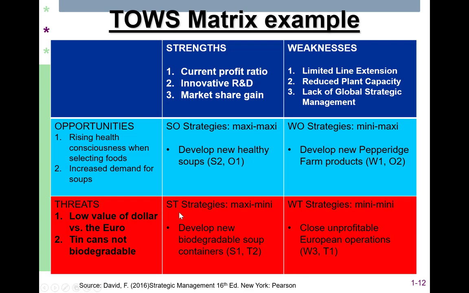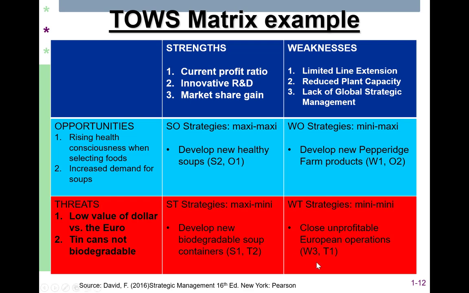Here we have the ST, strengths and threats, called a maxi mini. And in this particular example, we've taken our strength 1 of our current profit ratio and our threat 2, tin cans not biodegradable: develop new biodegradable soup containers. Because apparently we have a lot of money to burn, and we put it into R&D. So we avoid the external threats by using the strengths from Campbell.